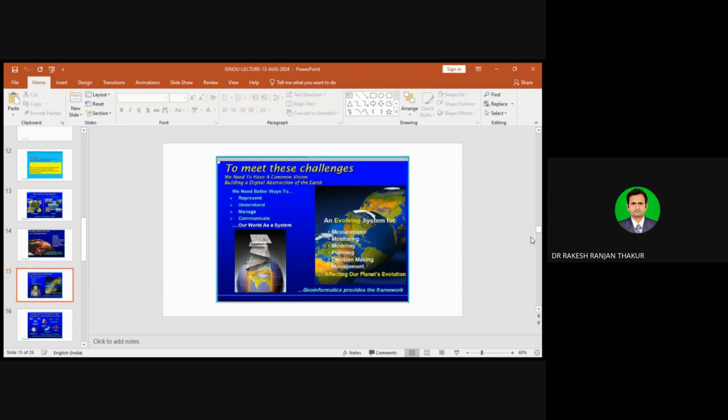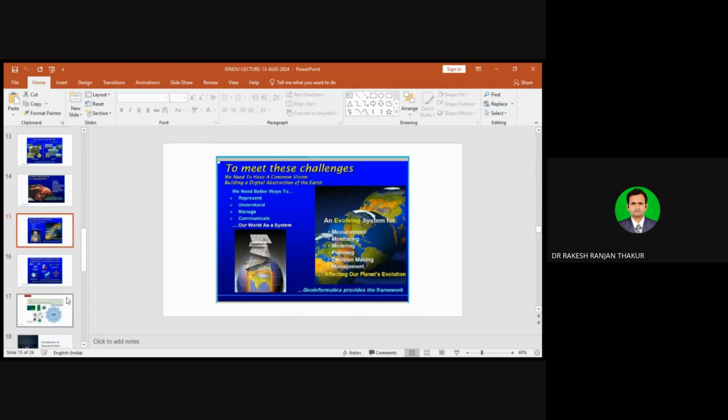Then we can plan, and then we can take a decision. Like what type of decision? Suppose we know that this particular village or this particular area is going to be hit by a cyclone, or it is going to be flooded soon. In that case we can take a decision to evacuate the people from there. So this is all about the use of geoinformatics in a very wide way.